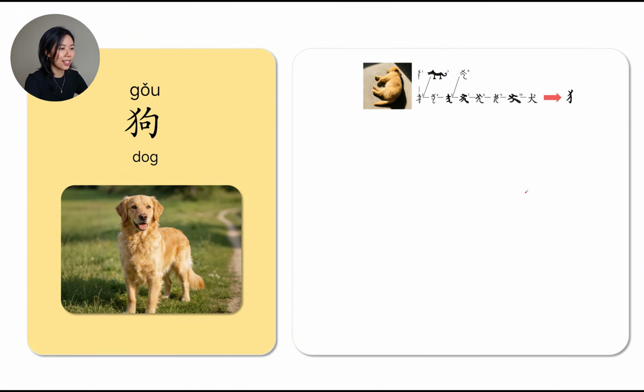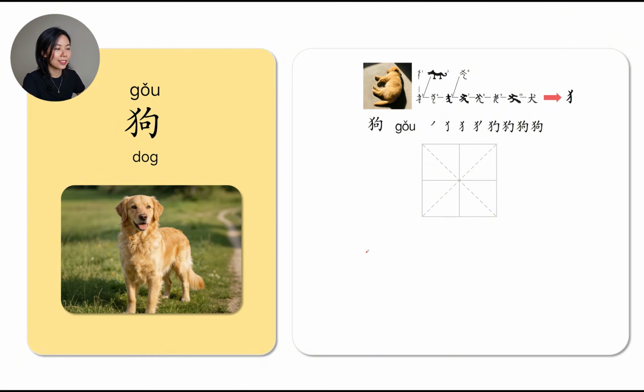Now let's see how to write the dog. It's a left-right structure, so we start from the left. 1, 2, 3, 4, 5, 6, 7, 8. 很好。Okay, let's get to a sentence.